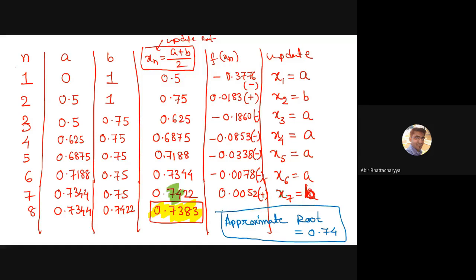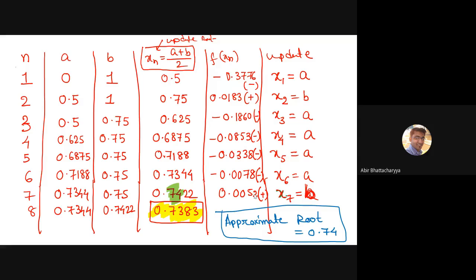Yes, yes, Hiba. Questions ask you up to 2 decimal places. That's why I have solved up to 2 decimal places. Okay, Hiba. Getting my point? So we get the result just by the 8th iteration. Only in the 8th iteration I have got my result.